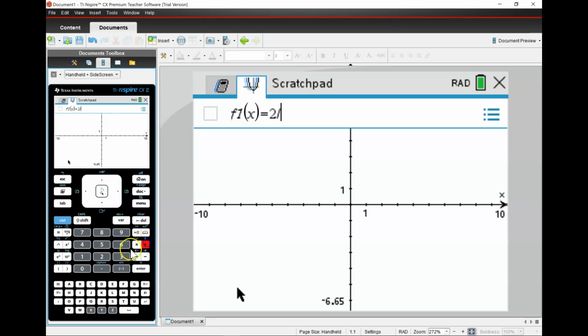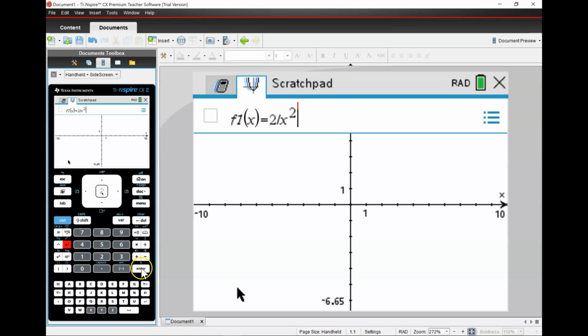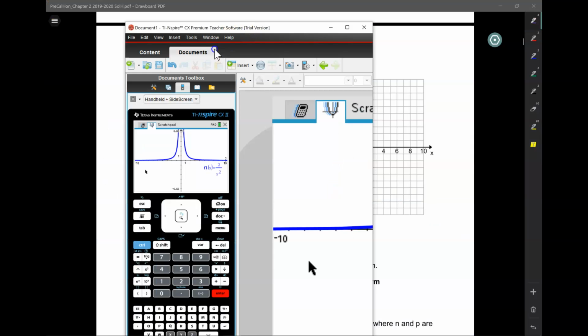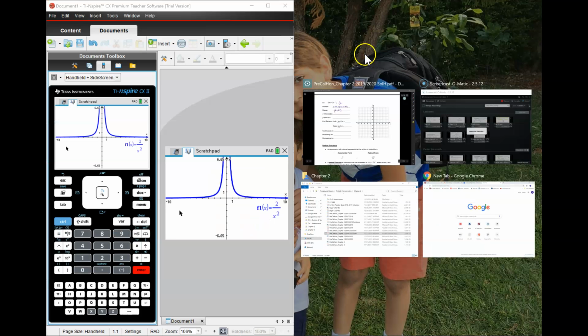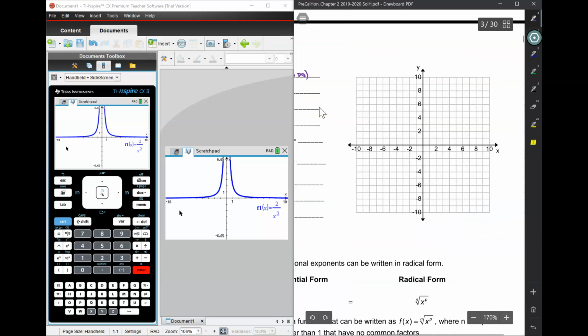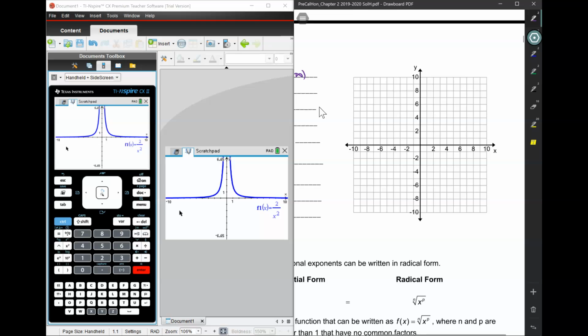A vertical and a horizontal asymptote at x equals 0. Okay? And look at that. It's exactly what we predicted. Which original? 2x to the negative 2? Yes, sir. Because I haven't done any math to it, I've just written it in a different form. Okay, so asymptote here. Asymptote here.